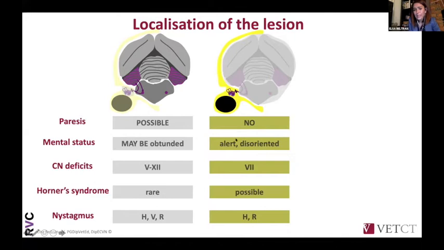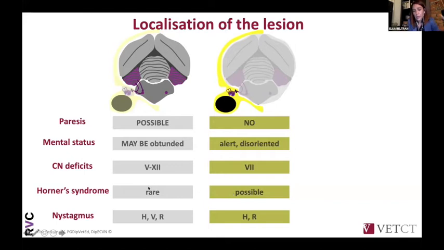With peripheral, they may be disoriented, but they can be totally alert. Cranial nerve deficit: you can have other cranial nerve deficits around the vestibulocochlear nerve, so probably from 5th to 12th. And if there is any other cranial nerve with a peripheral, it will be the facial nerve. Horner syndrome with central is possible, but rare.